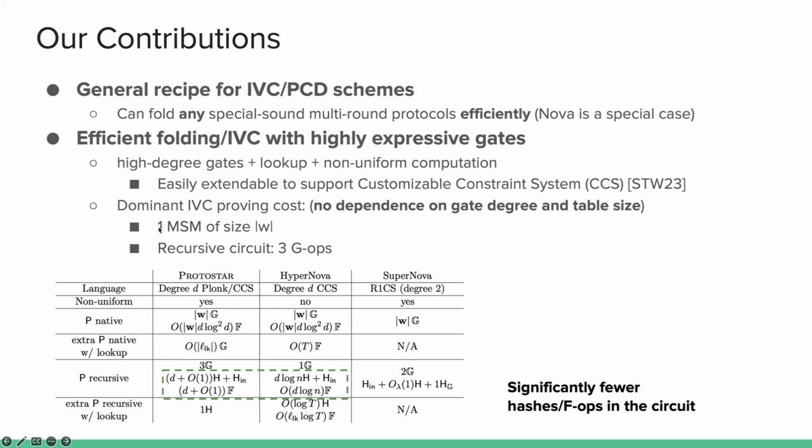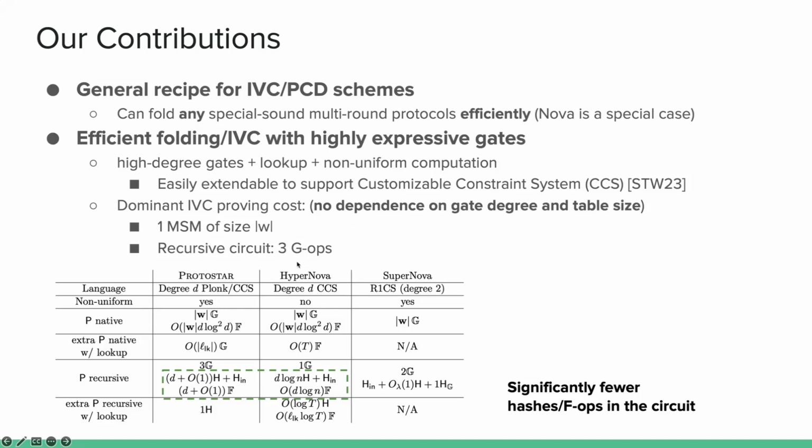If I want you to remember one sentence, it is that in this scheme, the dominant IVC proving cost is now only one MSM of the size of the witness of the computation, while the recursive circuit size is dominated by only 3 group operations. In particular, these 3 group operations are constant. There is no dependence on the gate degree or even the lookup table size, which we think is a great feature here.